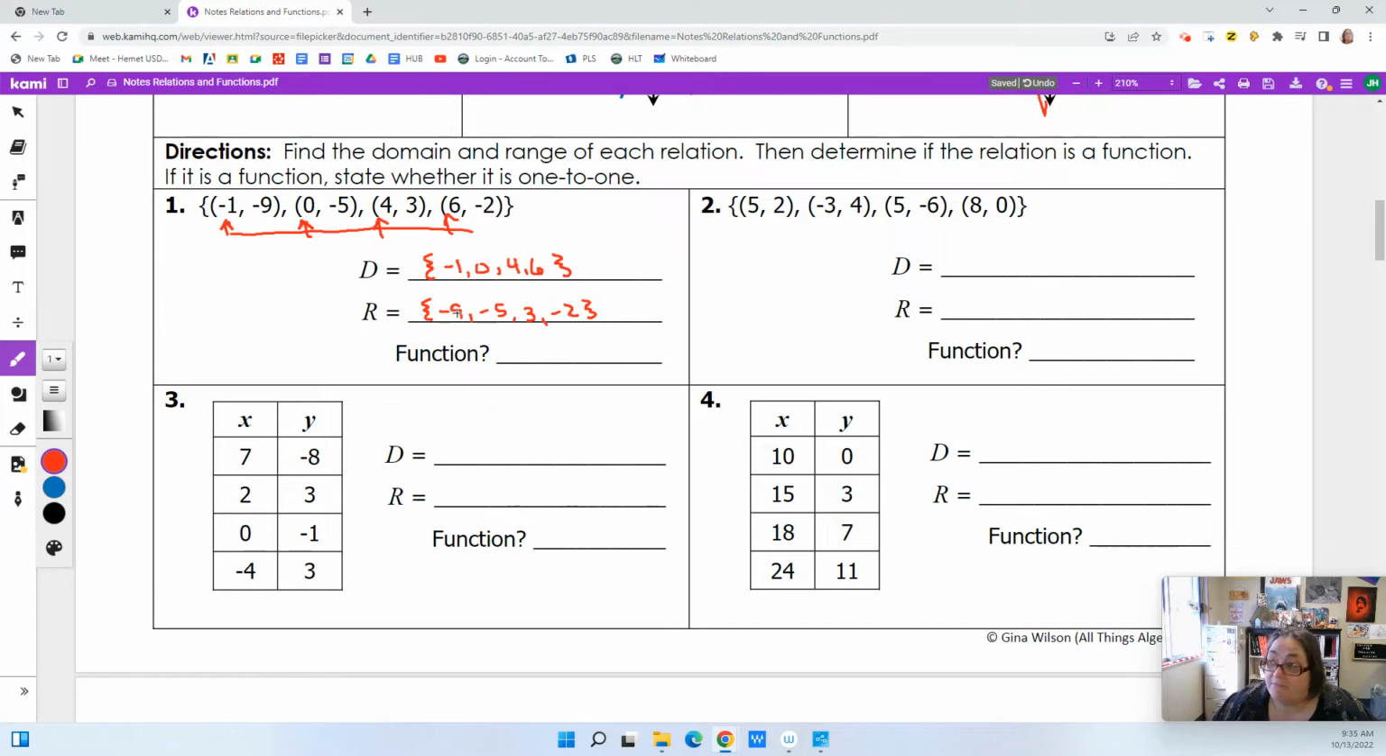Is it a function? Well, we want to know if it's a function. We're just going to look at our x's. None of our x values repeat, so we could say, yes, this is a function.